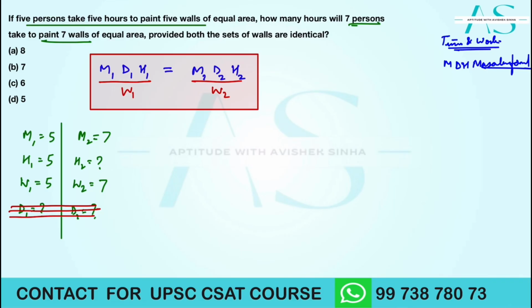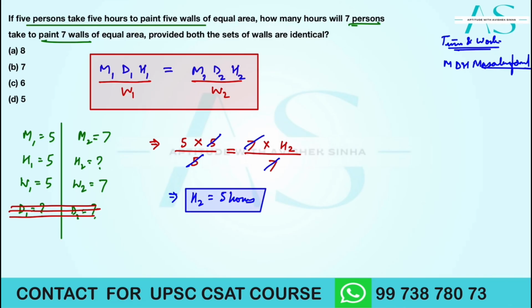Now I'll try to put the respective data here. M1 is 5, H1 is 5, then work done 1 is 5 walls. This is equal to M2 which is 7, hours I don't know. They are painting 7 walls, so 7 comes here. Now let's quickly simplify the data. H2 becomes 5 hours. In no time, you can solve a problem like this using the fundamentals of the MDH masala formula.